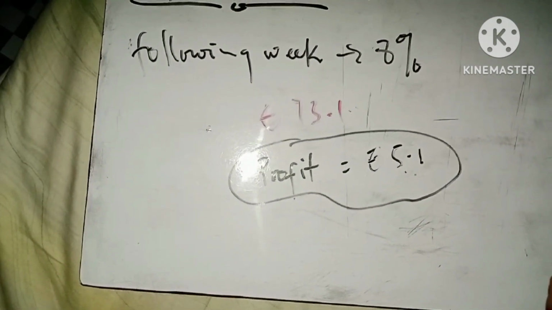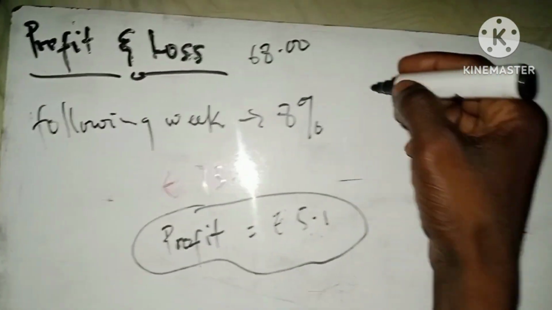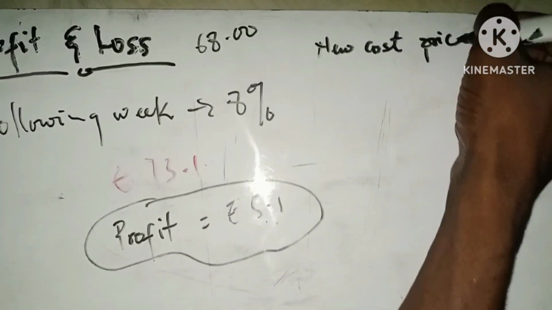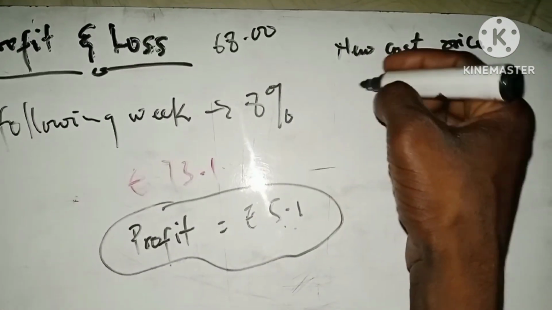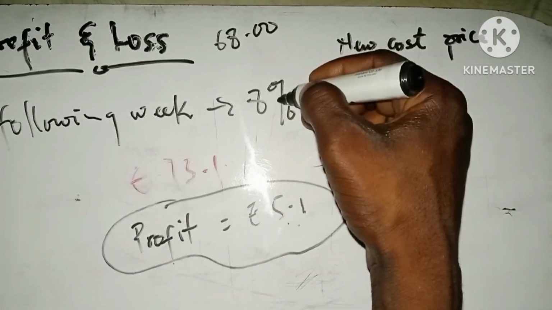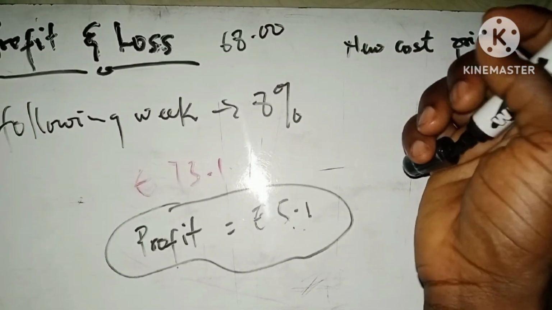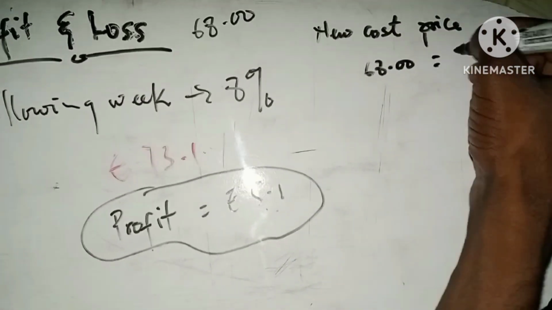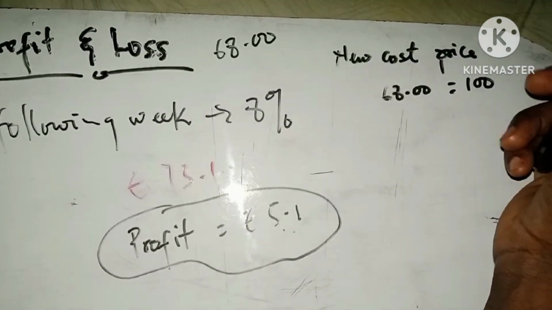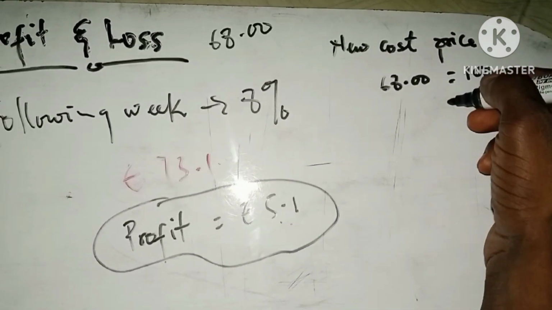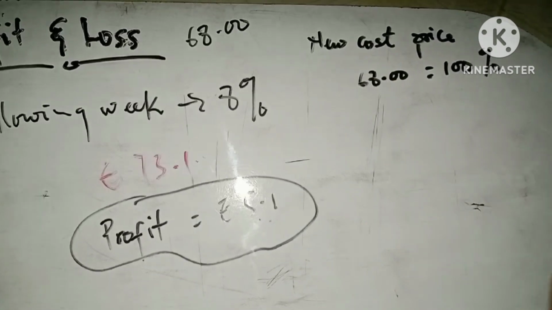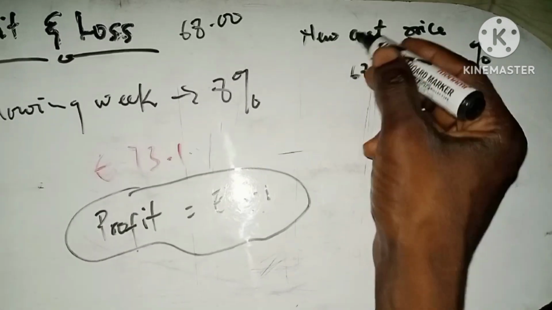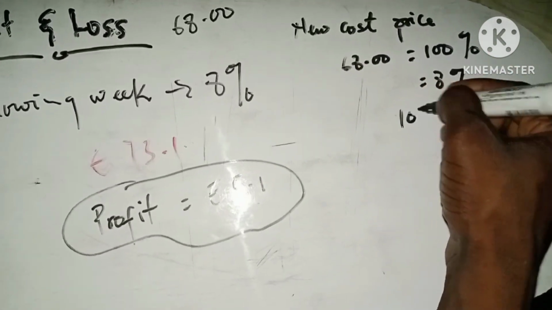So what are you going to do here? Now what we are going to do is determine the new cost price, that is after increasing it by 8%. So we need to add the 8% to this. Whichever way you want to do that is fine, but we know at the beginning that 68 is equivalent to 100%, right? The increase has been 8%. So you have to add the 8% to this in order to have the new cost price. So that is going to be 108%, right?